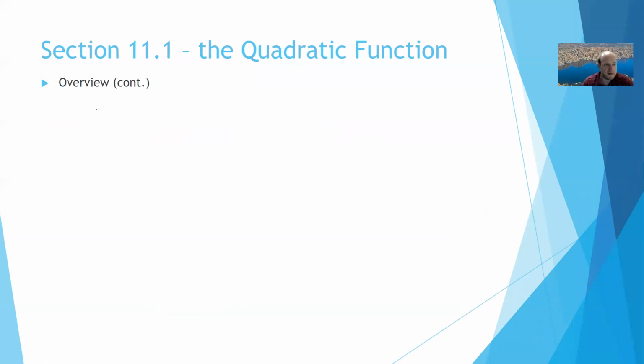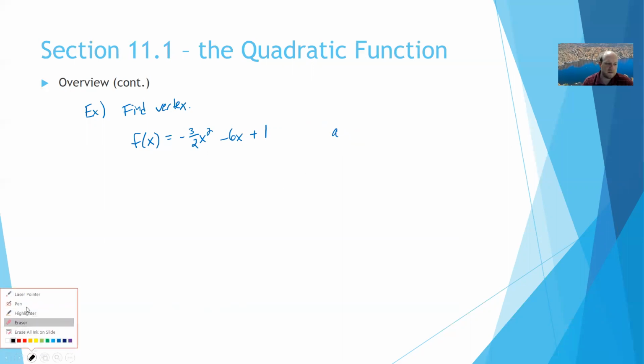Say we're finding the vertex. The directions here will be to find the vertex, given, let's make up a function, f of x equals, let's say something weird, negative 3/2 x squared minus 6x plus 1. The first thing you do is identify a and b. Sometimes I also identify c in there as well, because later on when we're using the quadratic formula, we will have to identify it anyway. That's why I do that.